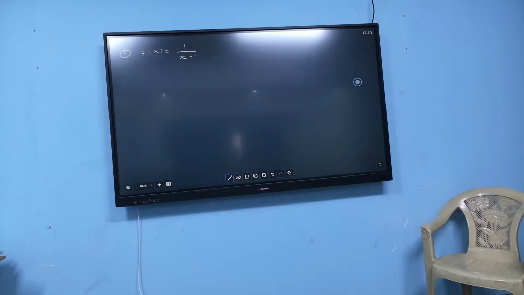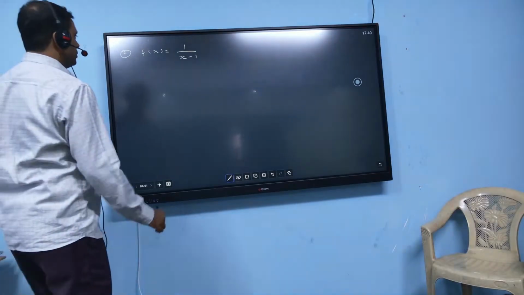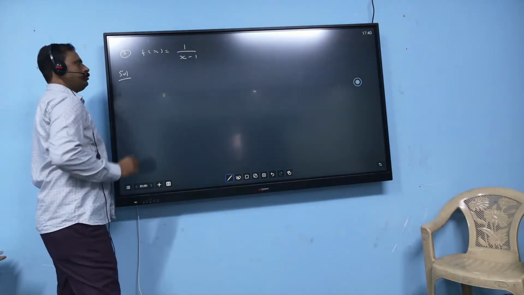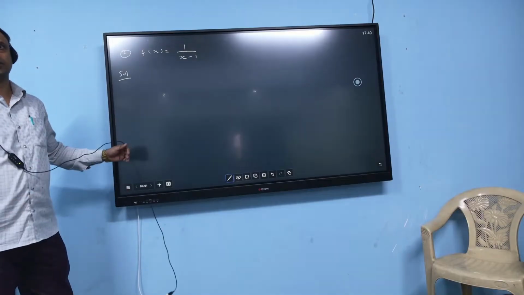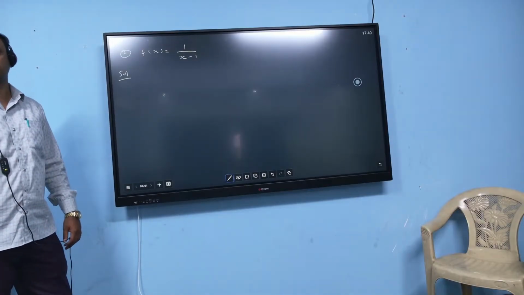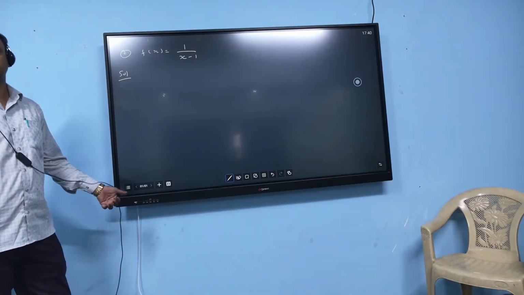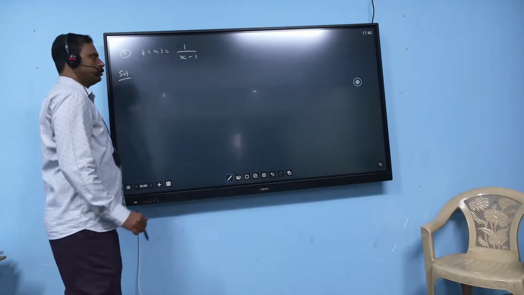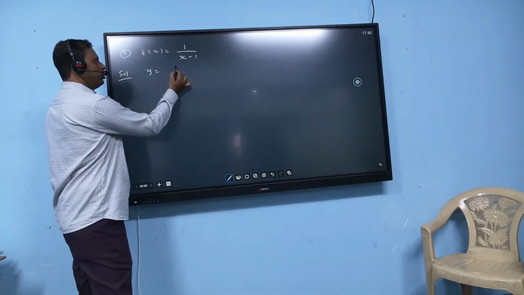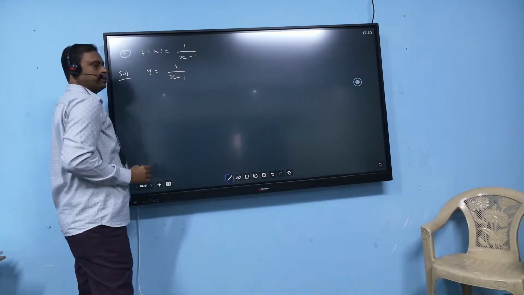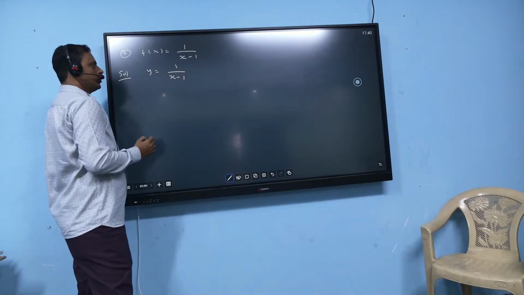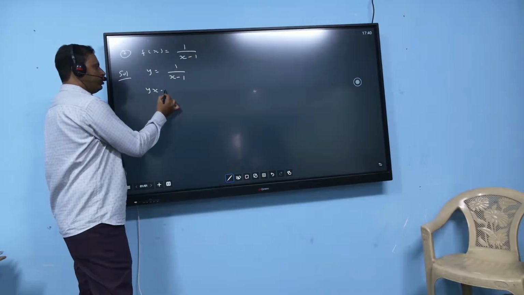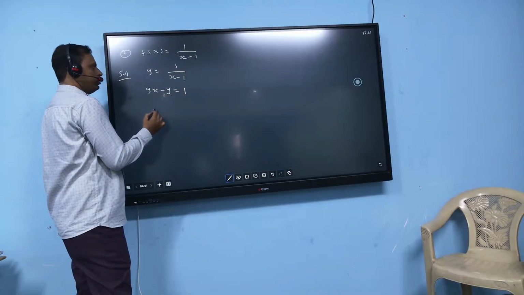What is the range of this function? What is the range of f of x is equal to 1 divided by x minus 1? First step, what to do? Y is equal to 1 divided by x minus 1. Then next step, cross multiply. Y into x minus y equal to 1, correct?